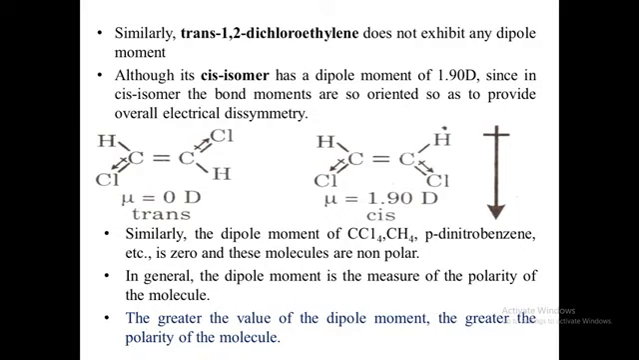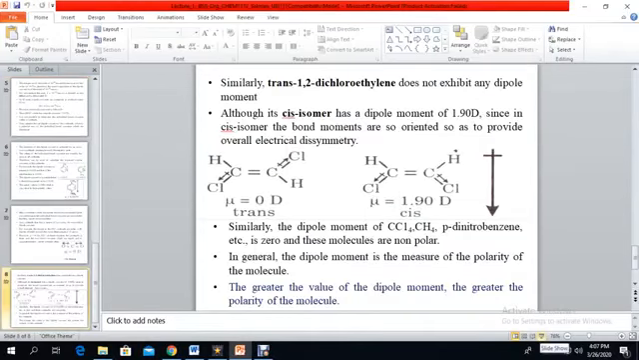Similarly, the dipole moment for CCl4 is 0, CH4 is 0, and para-dinitrobenzene is 0, because in para-dinitrobenzene both nitro groups are at positions 1 and 4. In general, the dipole moment is a measure of the polarity of a molecule. The greater the value of the dipole moment, the greater the polarity of the molecule. So this is the end of this topic.